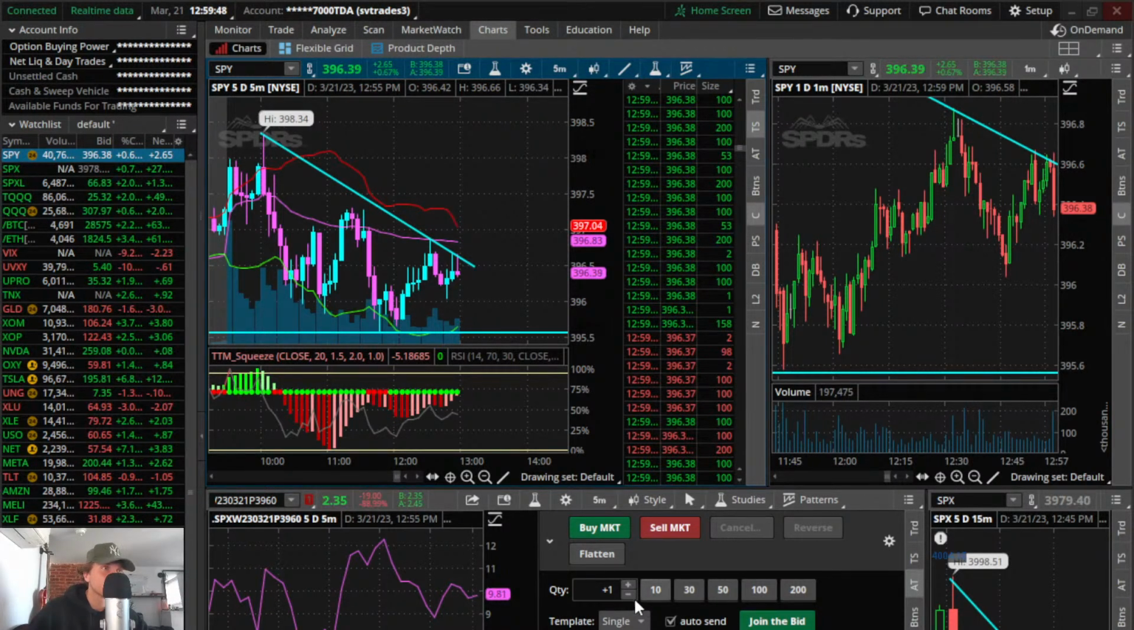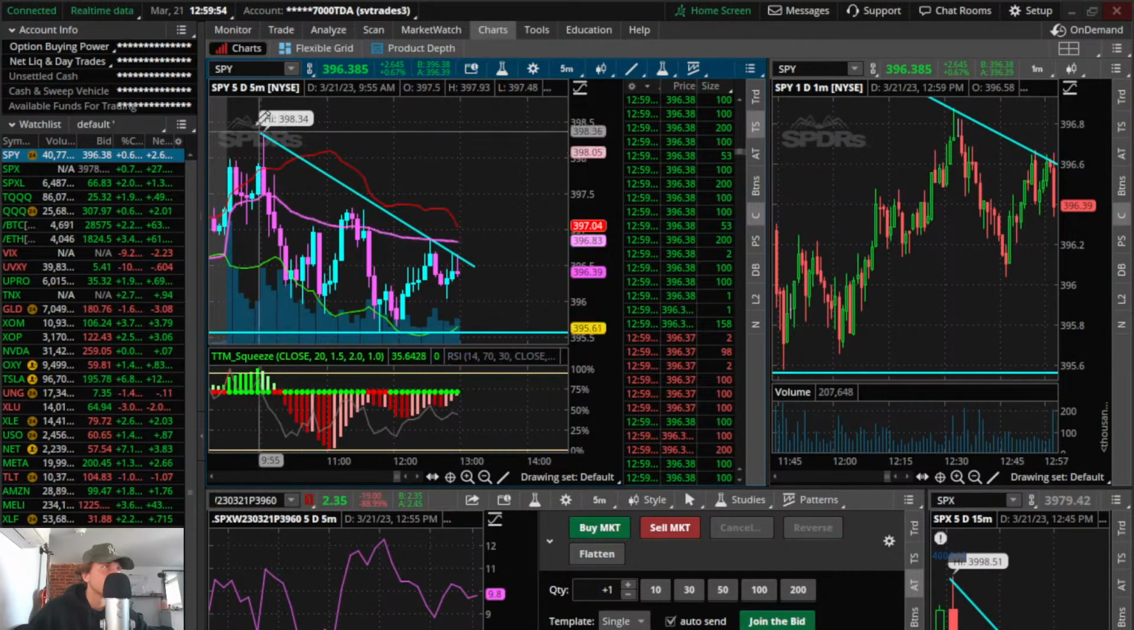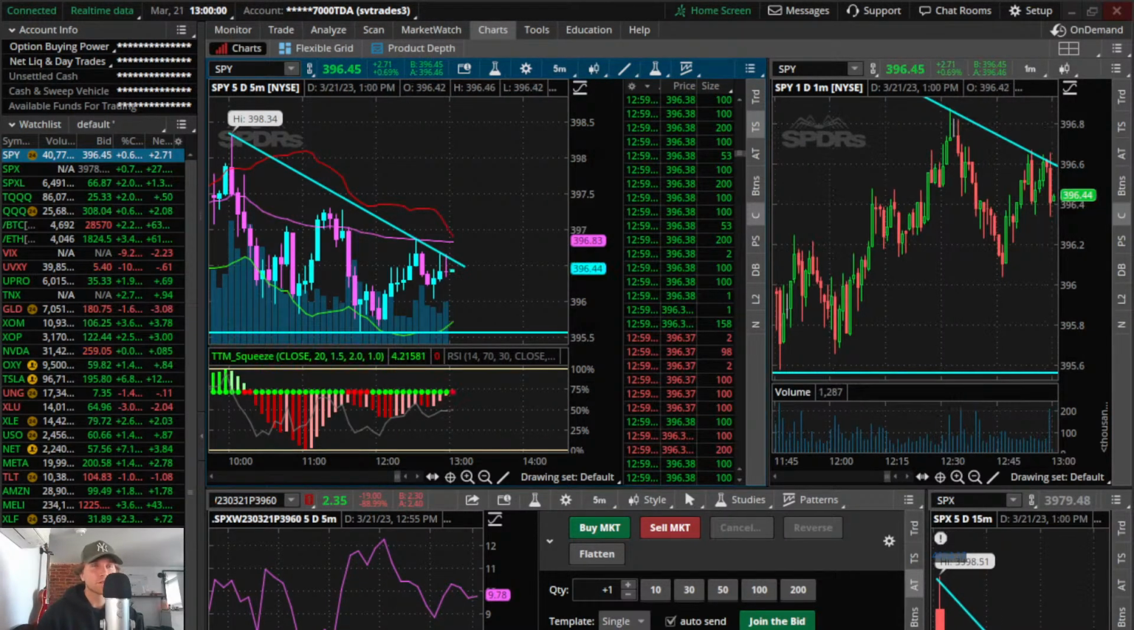So I'm going to try and catch myself into getting more of these. Don't want to buy high though. I'm up 55 on the trade. This breakdown of the low of the day, these things could be worth 700 a piece. So that could be 500. That could be a $1,000 trade right there.